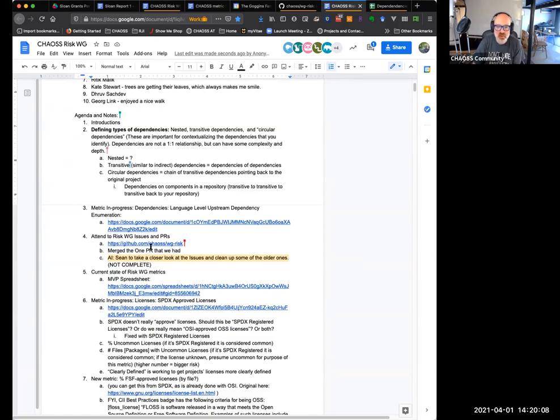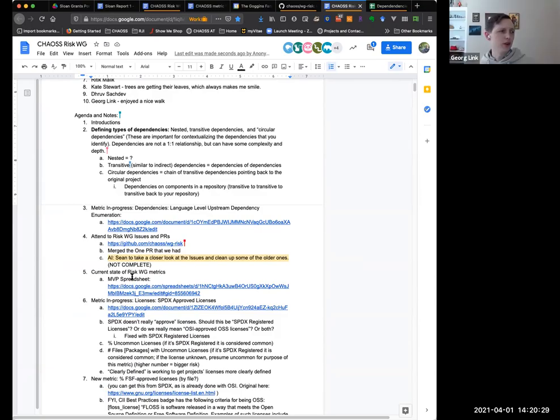These agenda items are in kind of an order, but they're not in a canonical order. So the next thing I have on here is to try to continue our work on language level upstream dependency enumeration. But I'm open to reorganizing or ordering the list as people see fit.